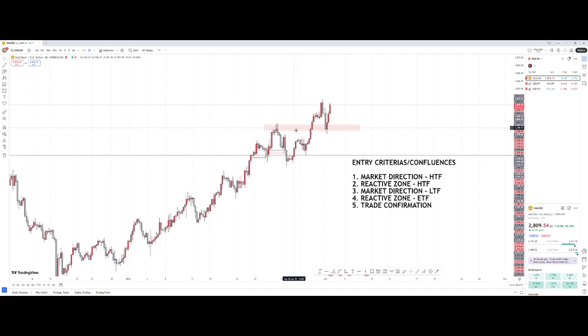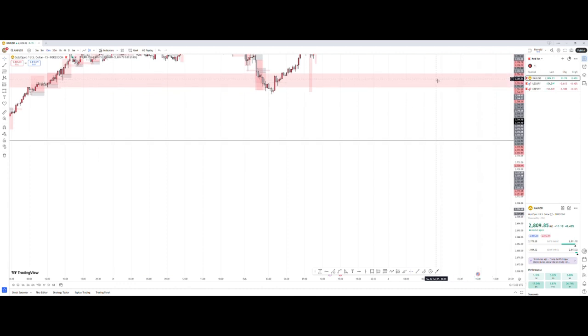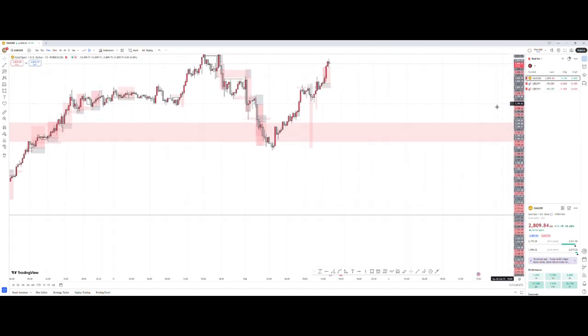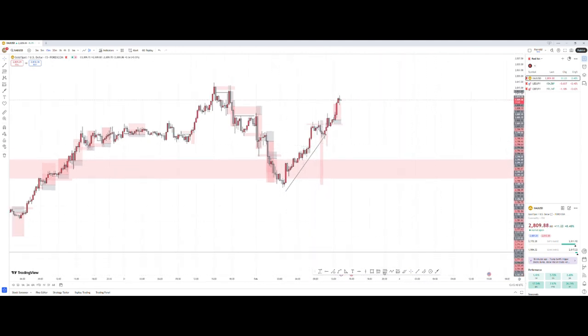Now let me go to the lower time frame, 15 minutes or any lower time frame. In the 15 minutes time frame as well, we have our trend in an uptrend. But we entered the sells before we could notify our 15 minutes reactive zone, which was over here. You can see this was a resistance zone. Price broke and retested this resistance zone.